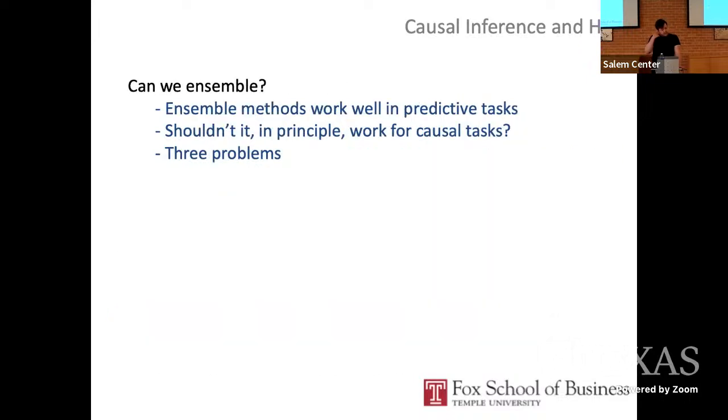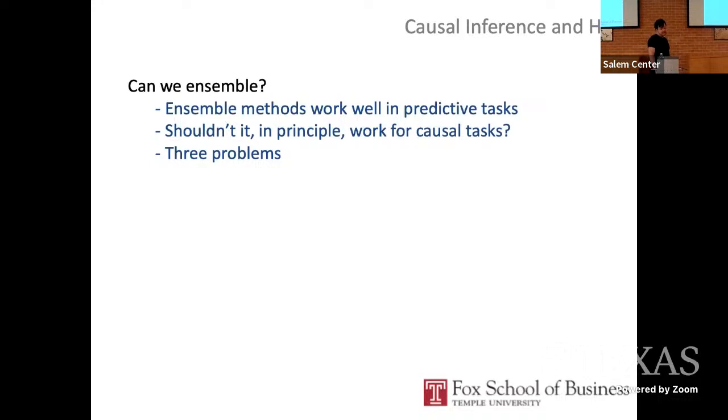All right, so I work in ensemble methods primarily. So obviously, given the model misspecification problem, the first question I'd ask is, well, can we ensemble, right? Because ensemble methods work really, really well in predictive tasks. The central bank uses ensemble methods. Machine learning people on Kaggle use ensemble methods. Pretty much everybody who's working on predictive tasks ends up using some type of ensemble method. So we know that they work really, really well in practice. Therefore, the natural thing you could ask is, well, should it in principle at least work for causal tasks?